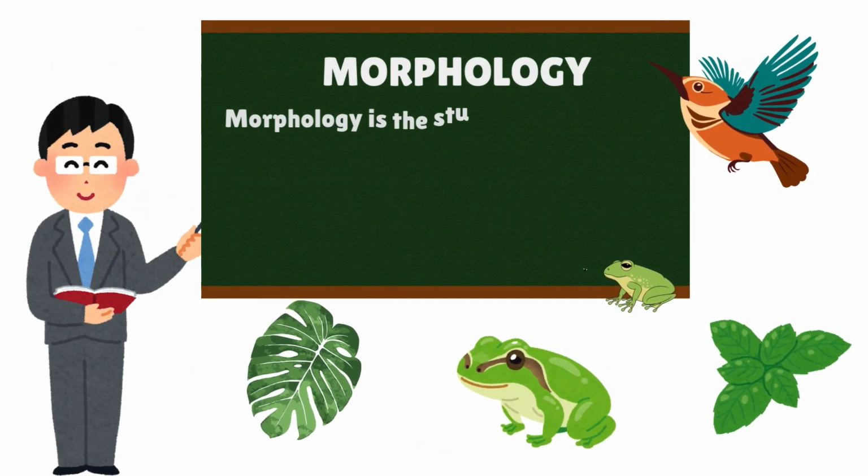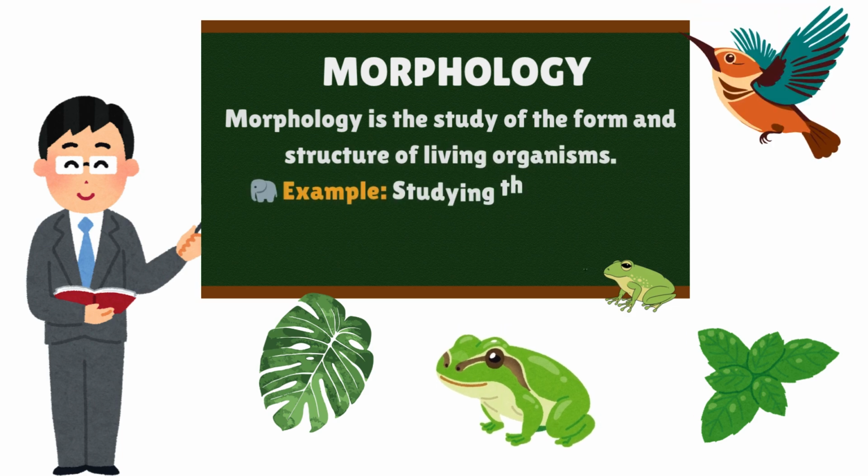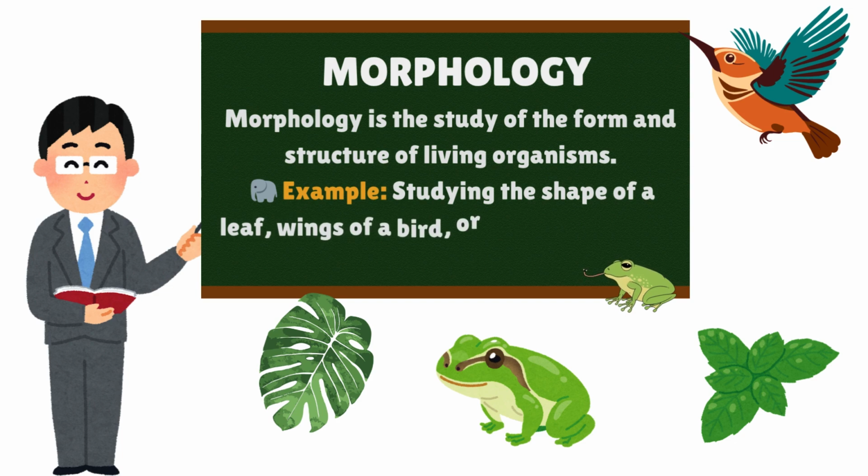Number 1, Morphology. This is the study of the external form and structure of living things. For example, the shape of a leaf, the legs of a frog, or the wings of a bird. It's all about how things look from the outside.